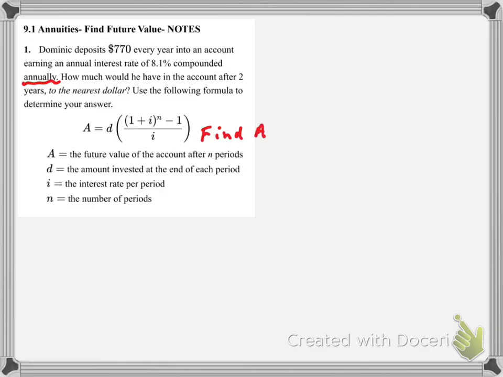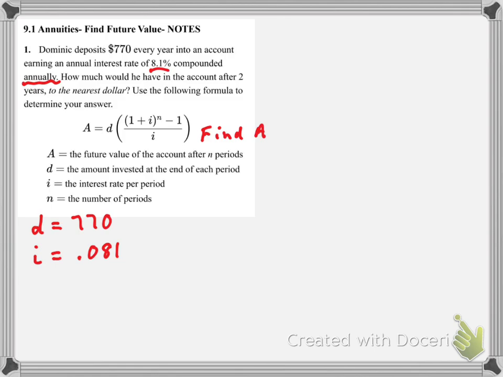D is the amount invested at the end of each period. So D is 770. That's how much he deposits each year. I is the interest rate. 8.1% is the rate, but I can't write that as a percent. I have to write it as a decimal, so it's 0.081.